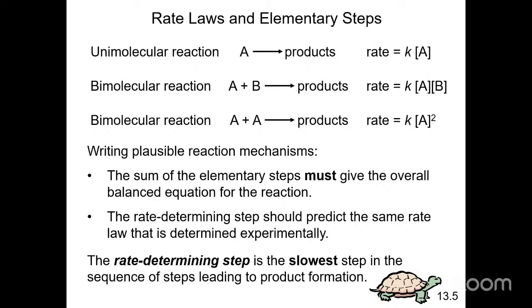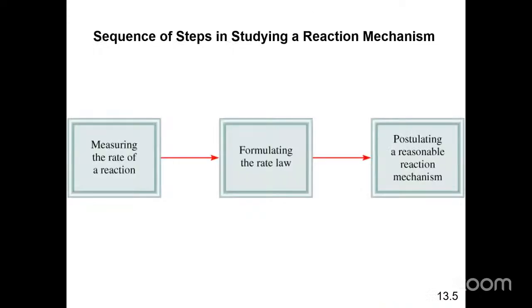So that is very important for us to determine, or at least put forward a theory as to, what the mechanism is for a reaction, all right? So these are the sequence of steps involved in determining the reaction mechanism. First, you measure the rate of the reaction, and then you formulate the rate law, and then you put forward a reasonable reaction mechanism, taking into account the rate law, and also the balanced equation for the reaction, all right?